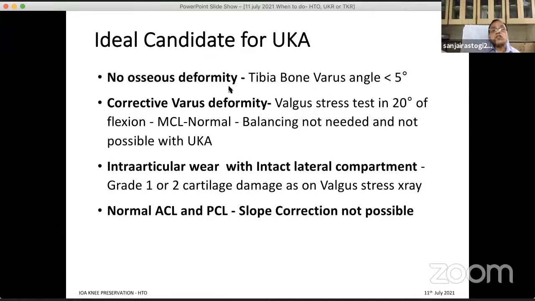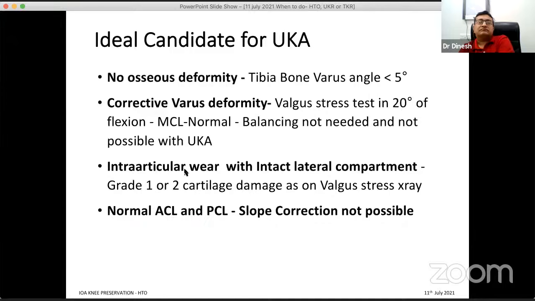Patient should not have any osseous deformity because this is a soft tissue surgery, and the tibia bone varus angle should be less than 5. And corrective varus deformity at 20 degree of flexion indicates that the MCL is normal. This procedure could be done because knee joint balancing is not possible in UKA.